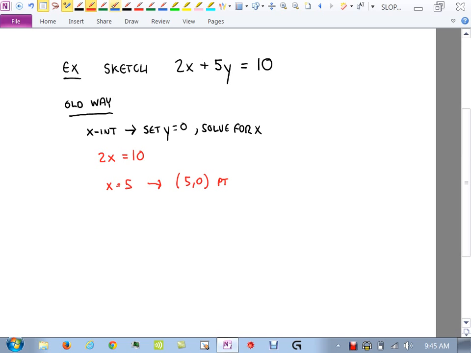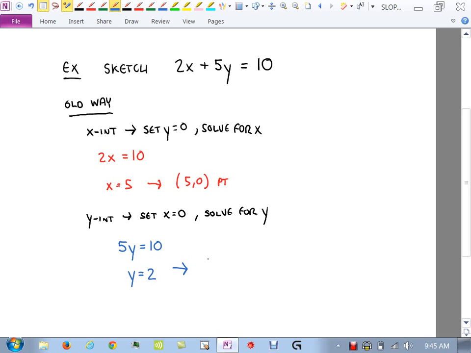Now let's find the y-intercept. How do you find the y-intercept? Set x to 0 and solve for y. So what happens if I go to the original problem and I set x to 0? What am I left with here? 5y equals 10. And that means y is 2.